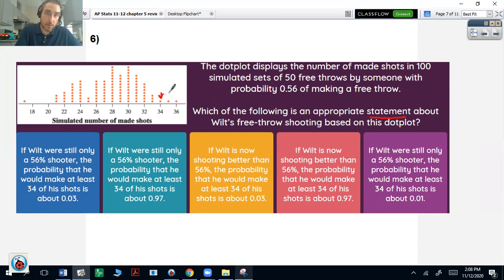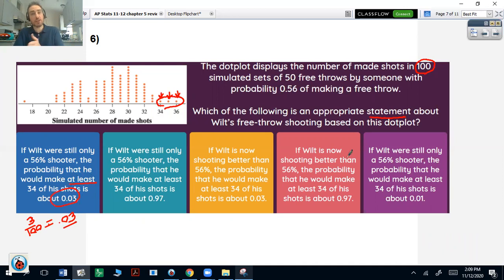he made 34 there, 35 there, 36 there, that's 3. Remember how many times we did this? 100. At least is 34, 35, or 36. So 3 out of 100 is 0.03. So that seems like that's right.